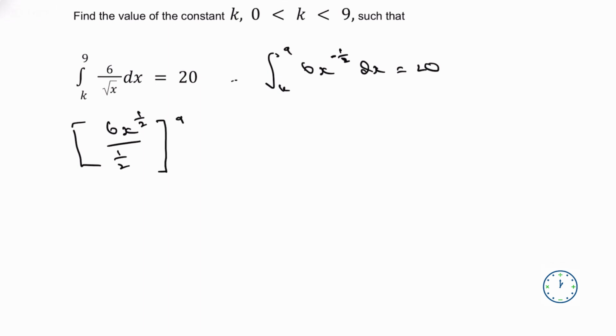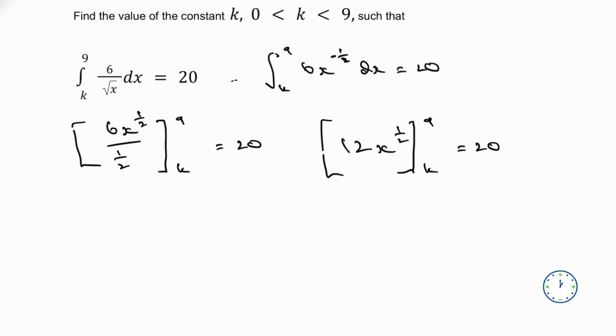Don't worry too much about that. We'll be able to sort that out, and that's going to be from k to 9, and that's going to equal 20. Okay, well, 6 divided by half is going to be 12. So that's going to be fairly straightforward. I'm going to get 12, big square brackets again, 12x to the power of a half, and that's between k and 9, and that's going to be equal to 20.